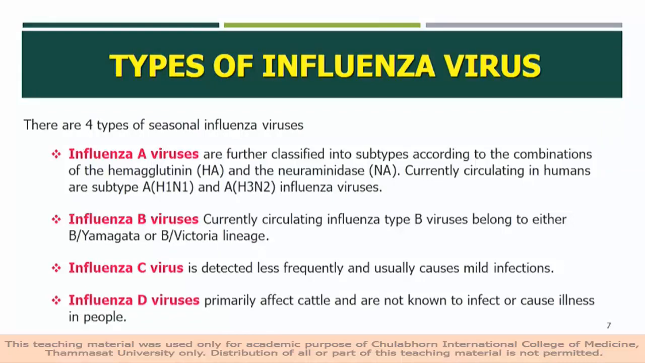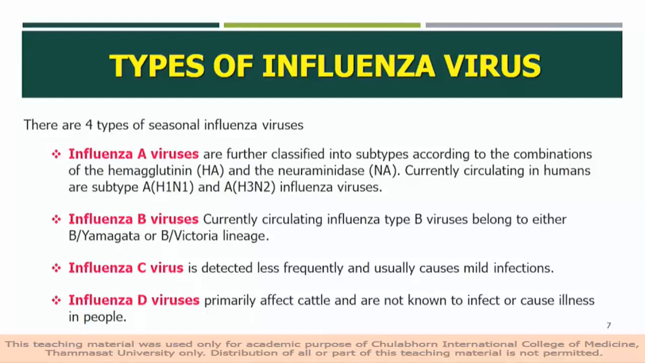There are 4 types of seasonal influenza virus, which are influenza A virus, influenza B, C, and D virus, but only 3 groups of influenza virus, which are A, B, and C, infect humans. Influenza D viruses primarily affect cattle and are not known to infect and cause illness in people. Influenza A virus is the most circulating strain in humans. It can also infect some types of animals too, and I will mention about it later.